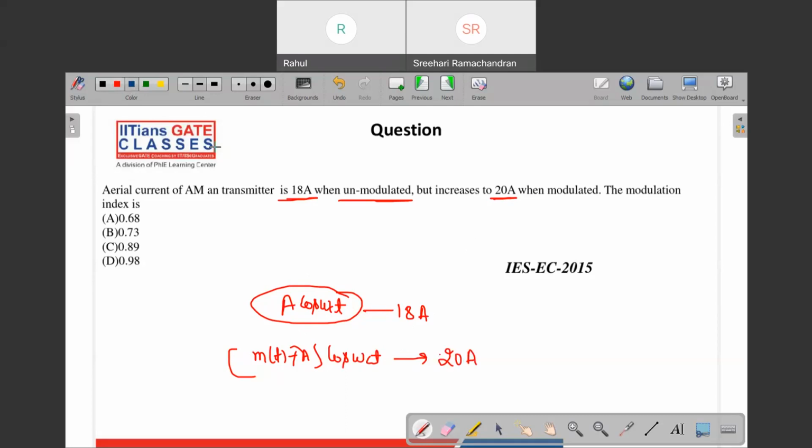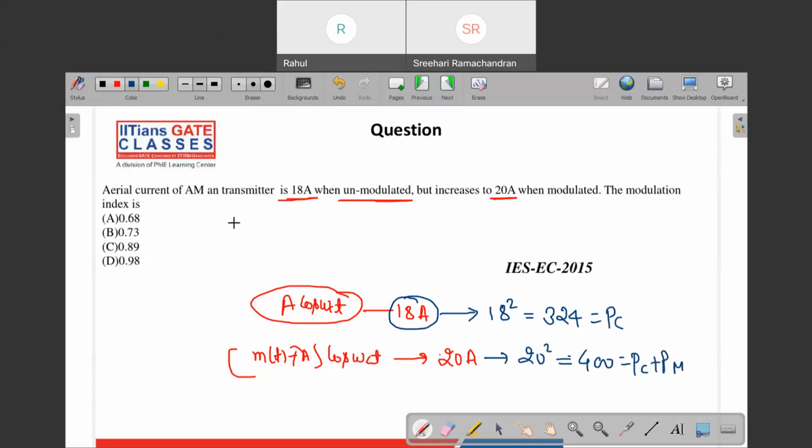Now we need to find out what will be the efficiency. So this is the carrier term and it is consuming the 18 ampere current. So its power will be 18 square by R, and let me assume R equal to 1. In that case it will become 18 square, and that is 324. In the second case we have m(t) plus A. In that case the power will be 20 square, which is equal to 400. So this is the carrier power and this is the carrier plus message power.